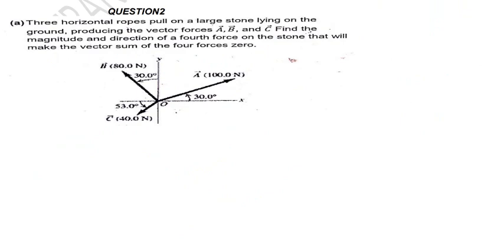I want us to read this question and then analyze it. So this question is saying, three horizontal ropes pull on a large stone lying on the ground, producing the vector forces A, B, and C. Find the magnitude and direction of the fourth vector or fourth force on the stone, that will make the vector sum of the four forces 0.